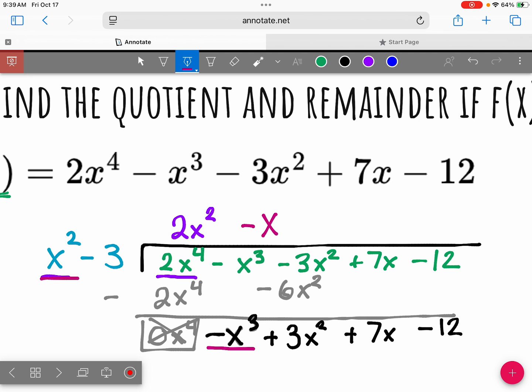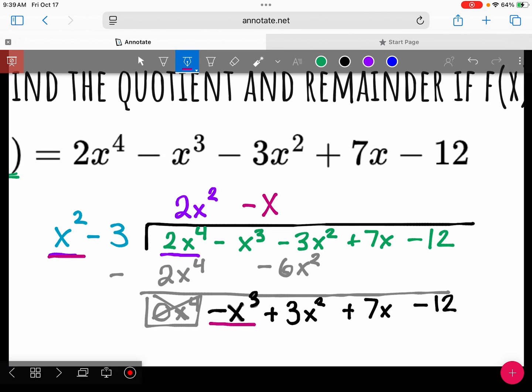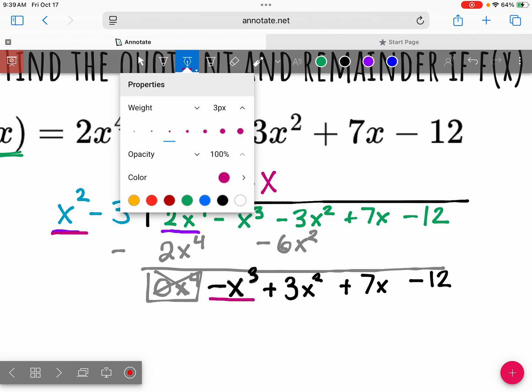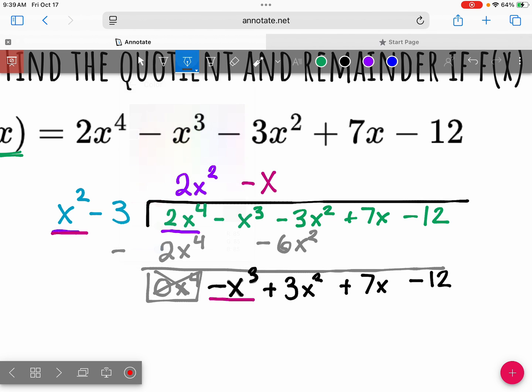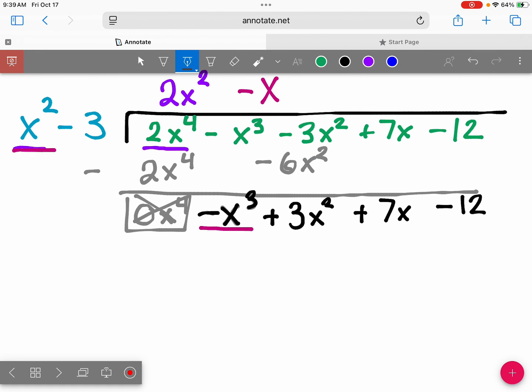Then we do the same kind of deal. I'm going to take my minus x times the whole term over here and put it underneath. So when I have minus x times x squared, we're going to have minus x cubed, which is what we expected. And my minus x times my minus 3 is going to give us a plus 3x.